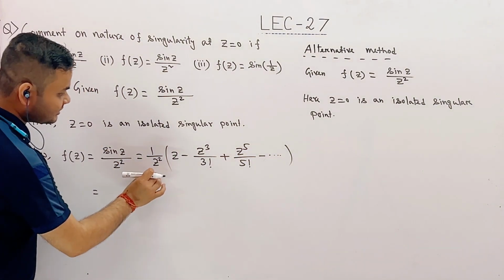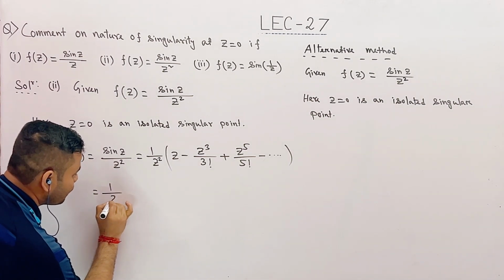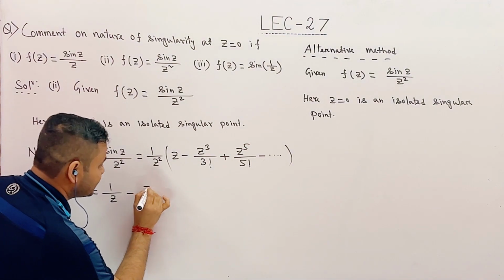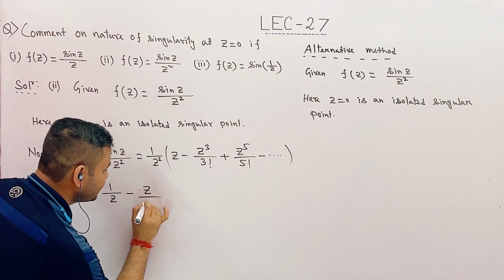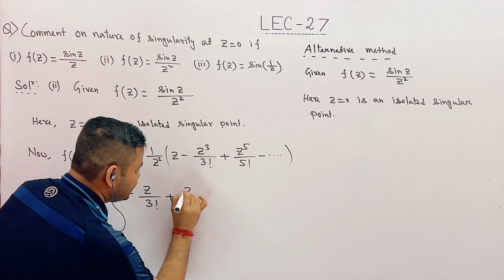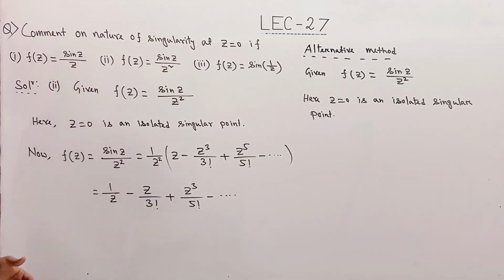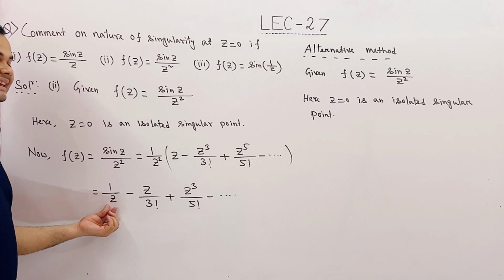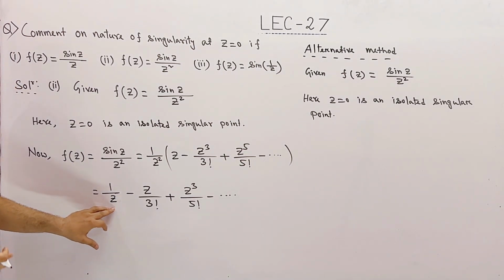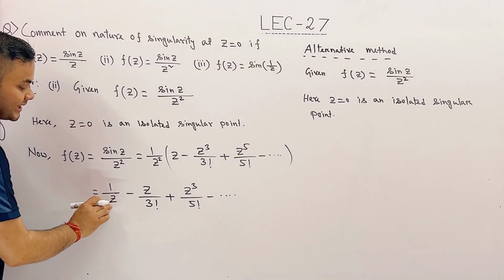If we divide by z square, we will get 1 by z minus z divided by 3 factorial plus z cube divided by 5 factorial minus dot dot dot. Here we have seen that there is one term in the principal part of f of z. So therefore z equal to 0 is a pole of order 1, because here the highest negative power of z is 1.